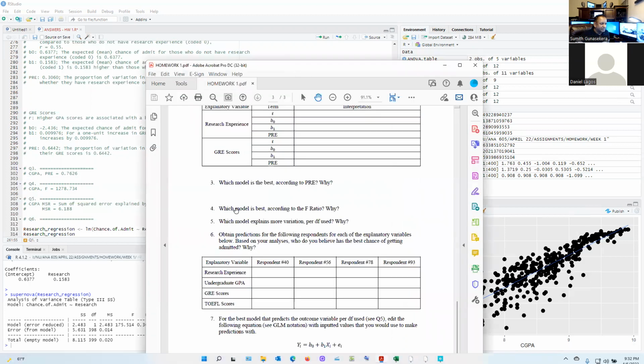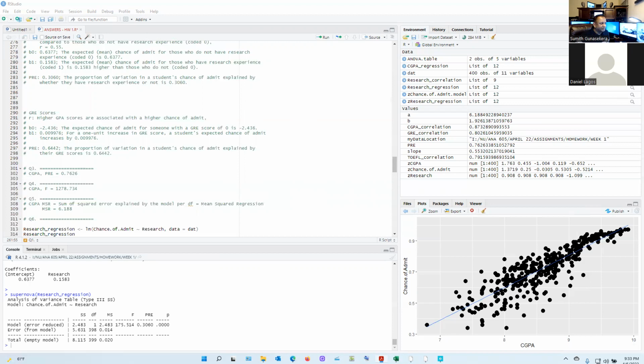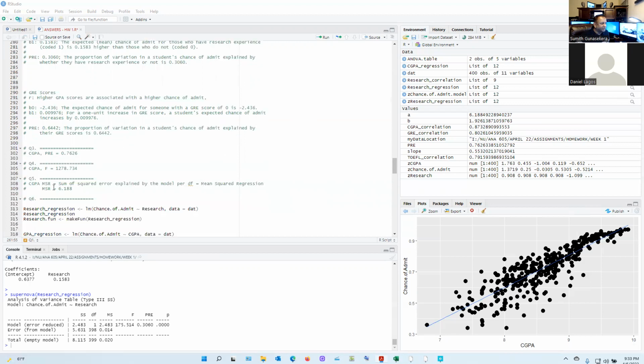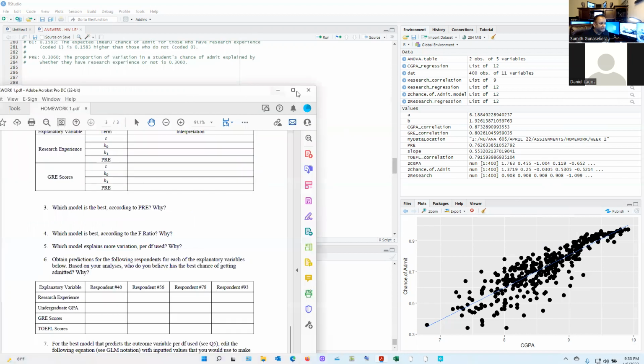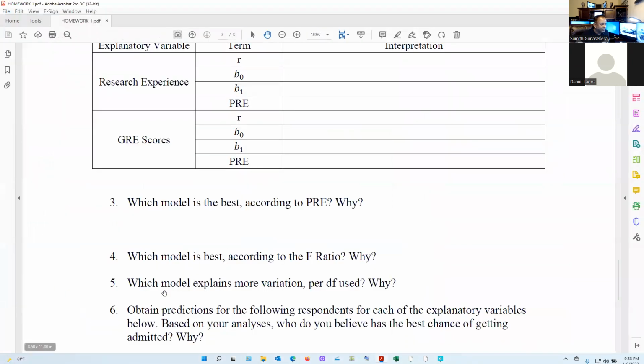Which model is the best or better according to the F ratio, according to PRE? Which model explains more variation per degrees of freedom? What do you mean by more variation per degrees of freedom? They are looking for the sum of squared error explained by the model per degrees of freedom. That means mean squared regression, MSR, per degrees of freedom. So which model explains more variation per degrees of freedom?